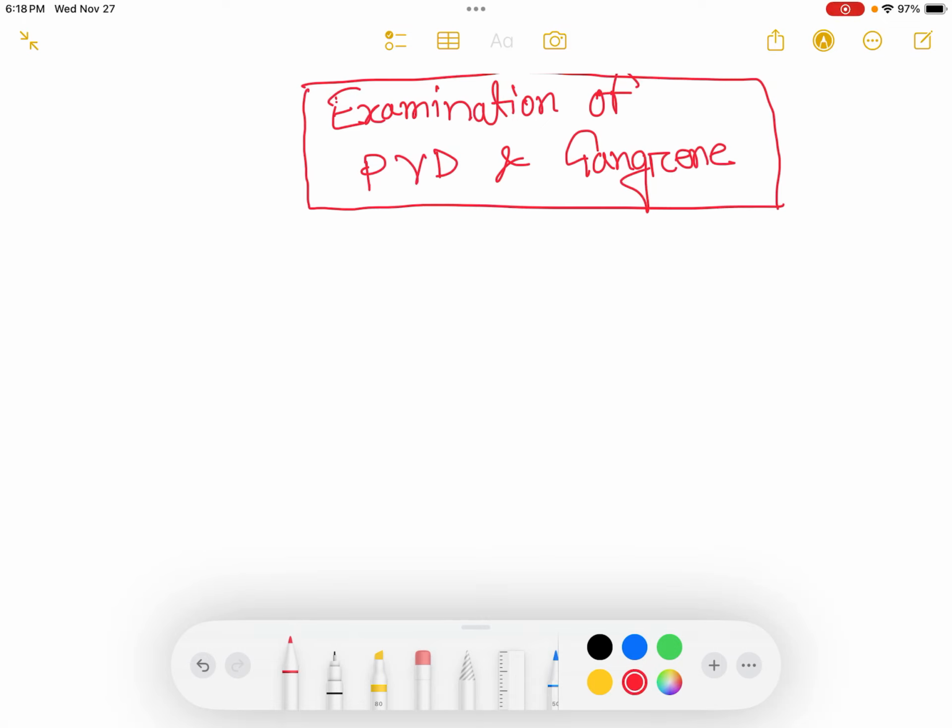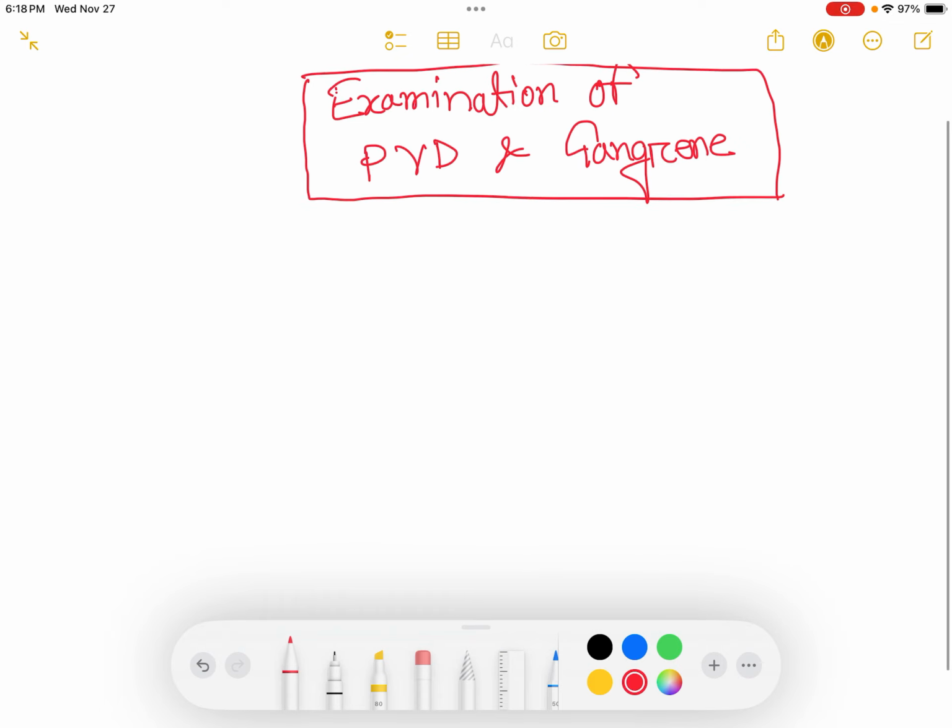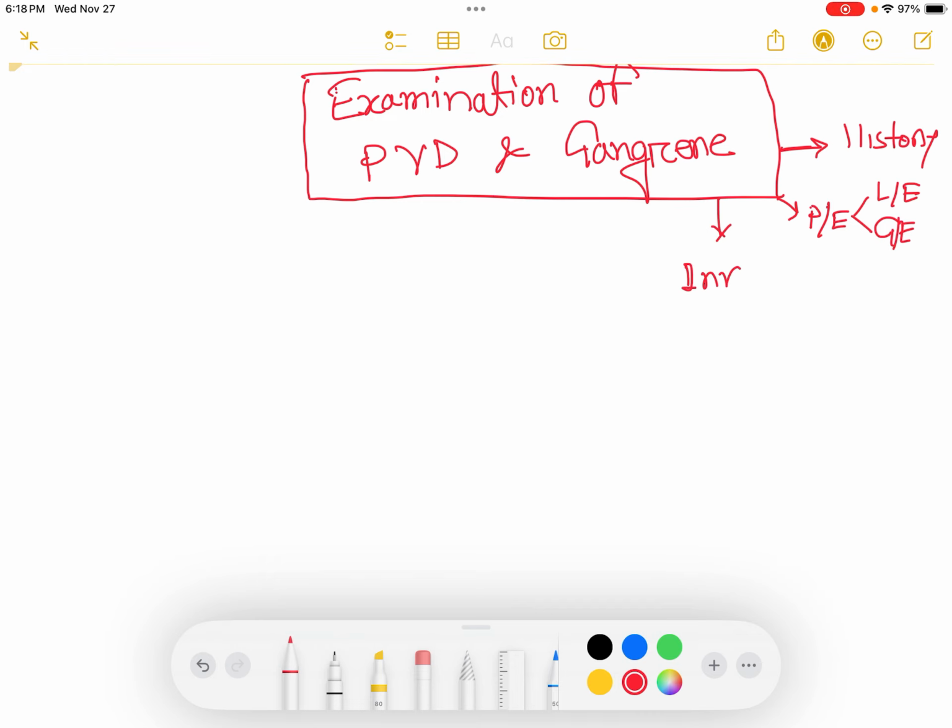Examination of peripheral vascular disease and gangrene. Examination includes history, physical examination. Physical examination includes local examination and general examination. Then specific investigation. Finally, differential diagnosis.